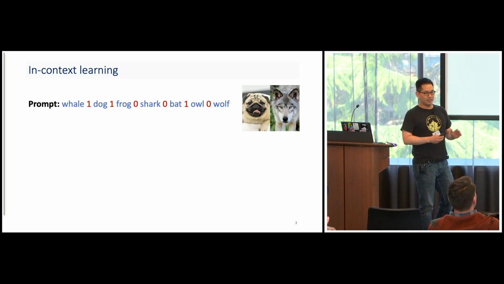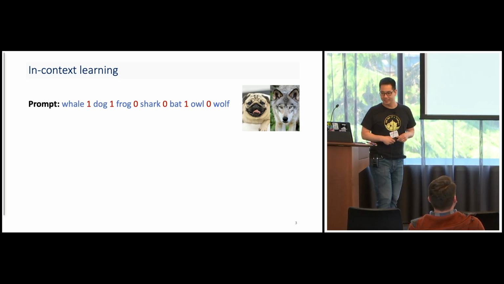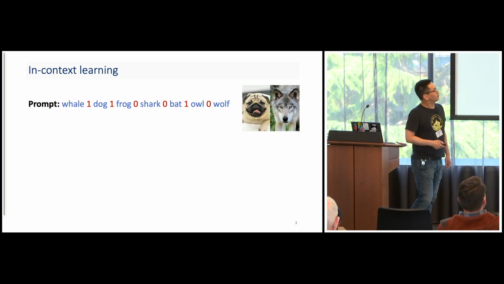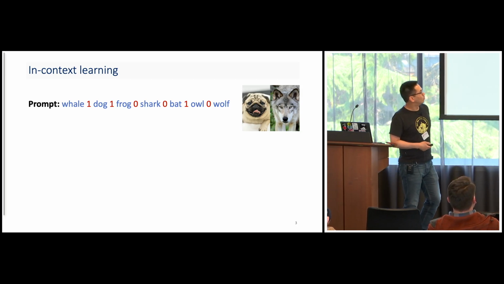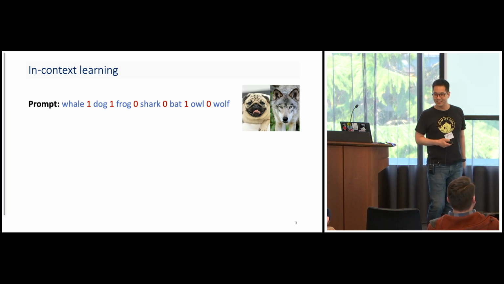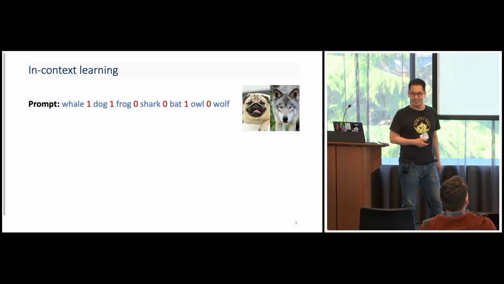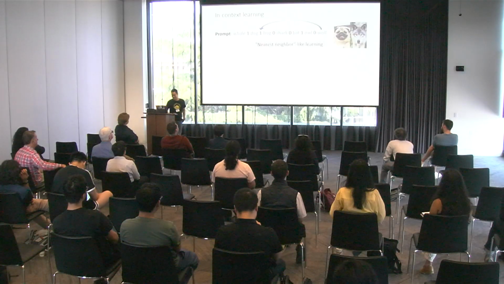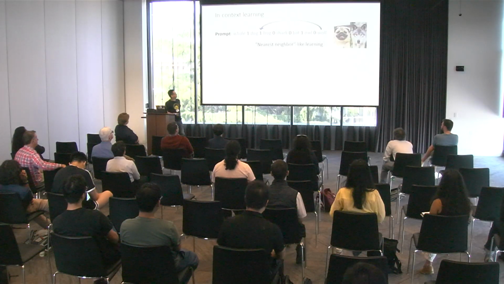At the very cartoon level of what in-context learning is, you have a prompt where you give it input-output pairs: whale 1, dog 1, frog 0, shark 0, bat 1, owl 0, wolf. So what's the answer for this one? What should the next token be? Based on this picture, obviously these are very similar, so it's probably 1.